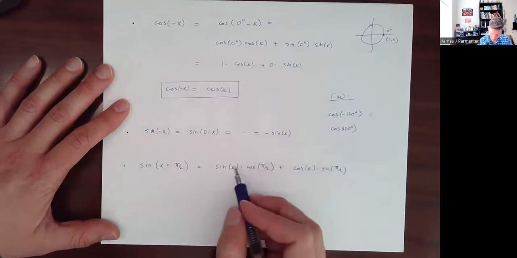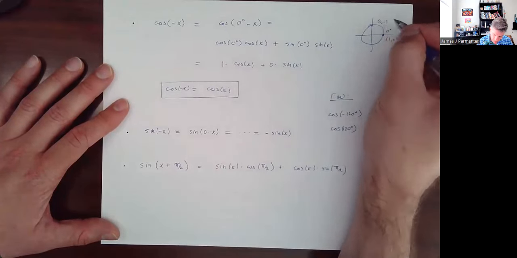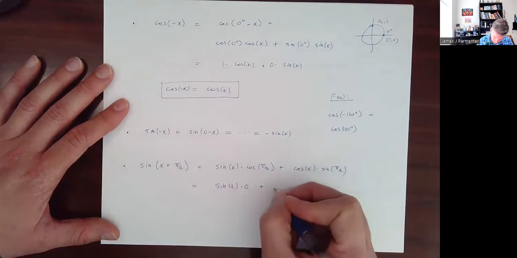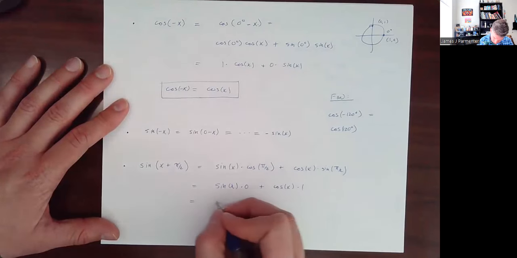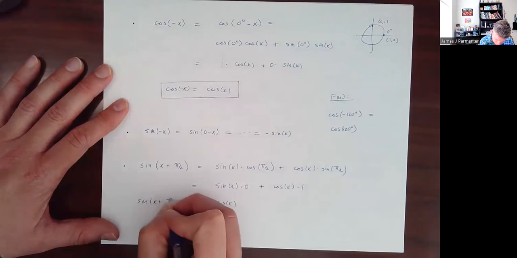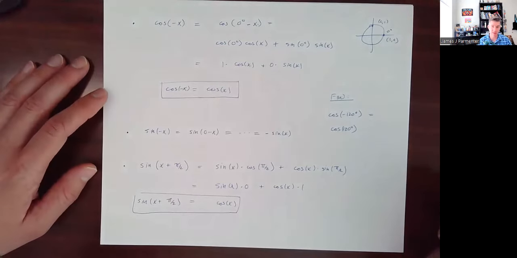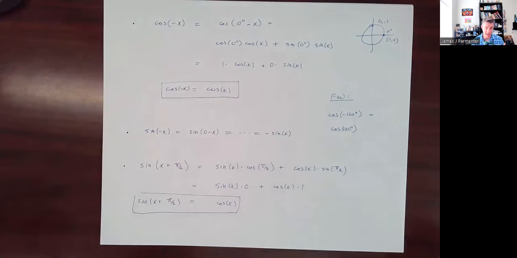In the same sort of way, well, cosine up here at pi over 2 at the point 0, 1, cosine of pi over 2 is 0. And sine of pi over 2 is 1. So I end up getting just cosine of x. So sine of x plus pi over 2 is equal to cosine of x. It's kind of neat. It just really shows that sine and cosine are transformations of each other. Cosine is just sine shifted pi over 2 to the left.